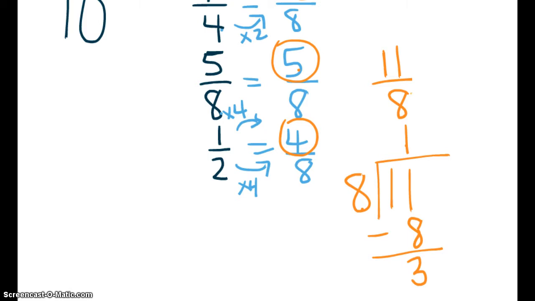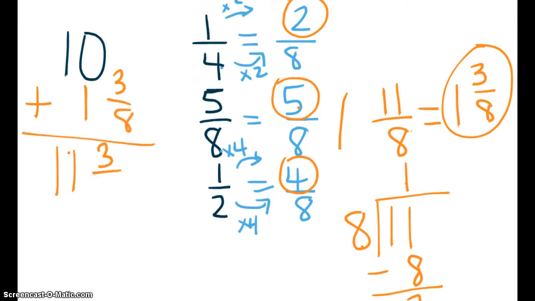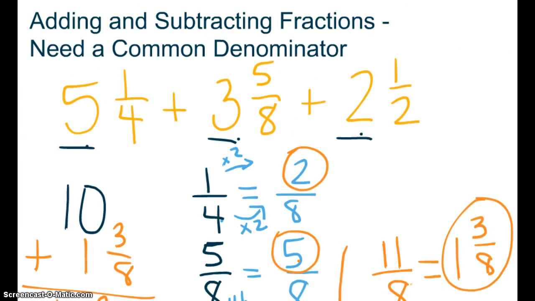So this is 1 and 3/8. So if we had 1 and 3/8 from our fraction plus 10, we have altogether 11 and 3/8. So the key here is find that common denominator.